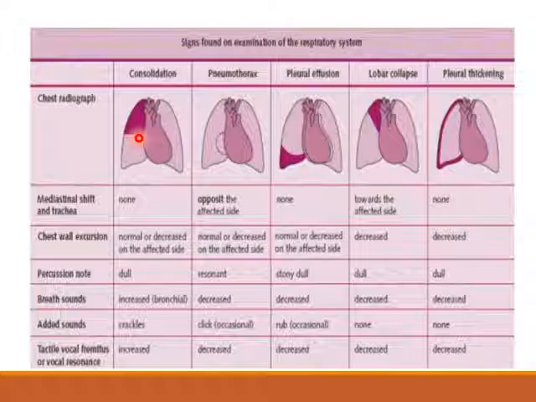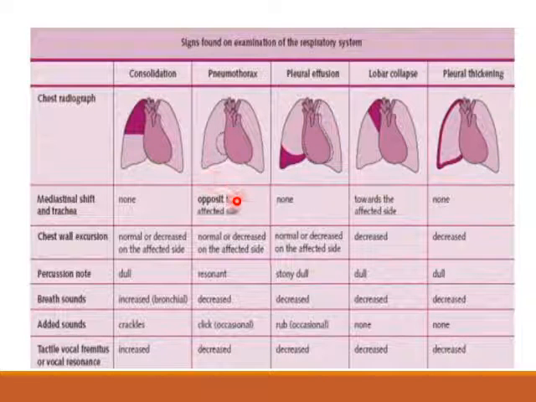And you have to comment on the vocal resonance. Is it equal on both sides, or reduced? Is it positive, meaning that you have positive bronchophony, egophony, or whispering pectoriloquy? And that's it. Thank you all.